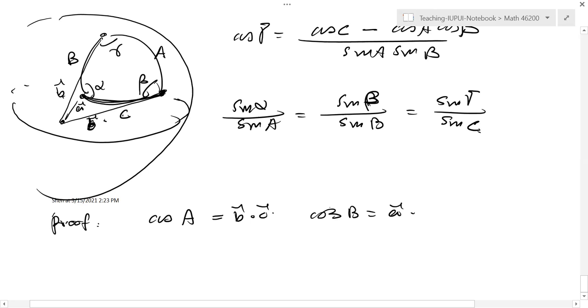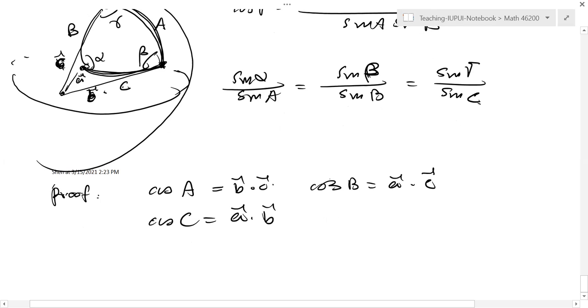Yeah, let me check how this arc length from B to C. Right? And cosine B is the distance from this to that. So it's A and C. Right? Yeah. Cosine C is the capital C, right? That will be A and B. That's clear. Yeah, look at this, right? So this is determined by these two vectors.